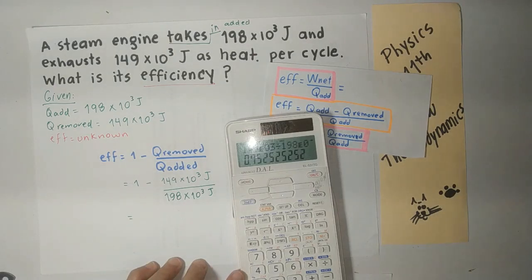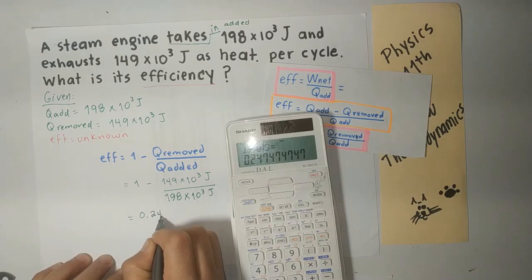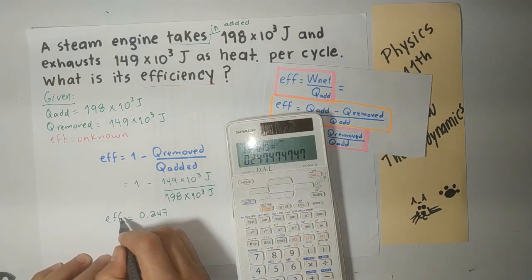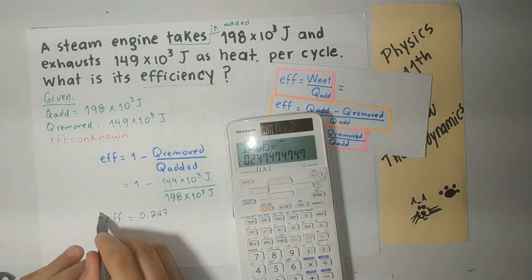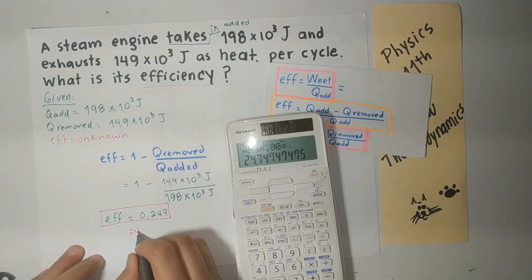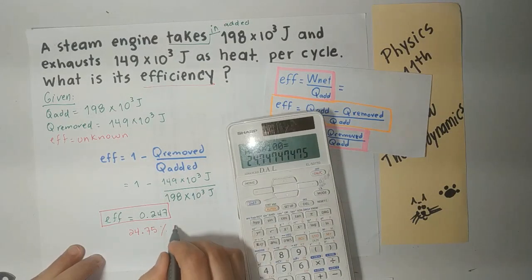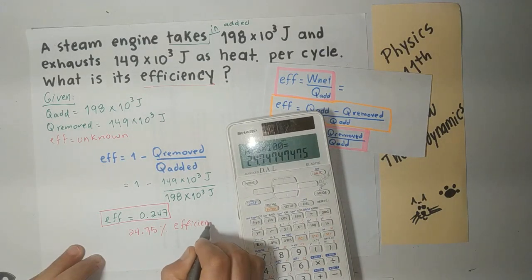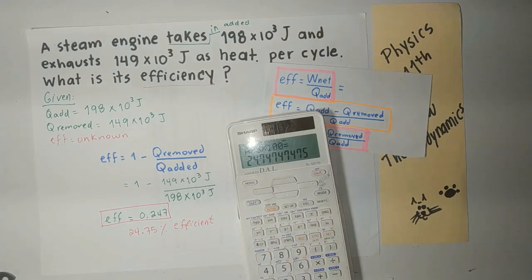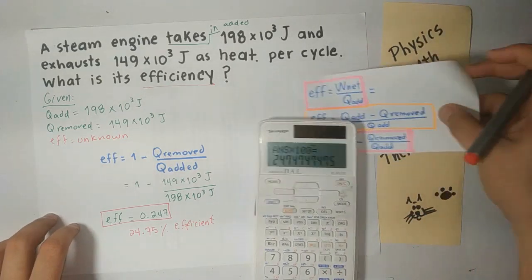So I have this answer, and I will subtract it from 1, and this is equal to 0.247. So the efficiency of this steam engine is, if I multiply times 100, 24.75% efficient. As you can see, the problems are very easy to solve. You just need to identify the givens.